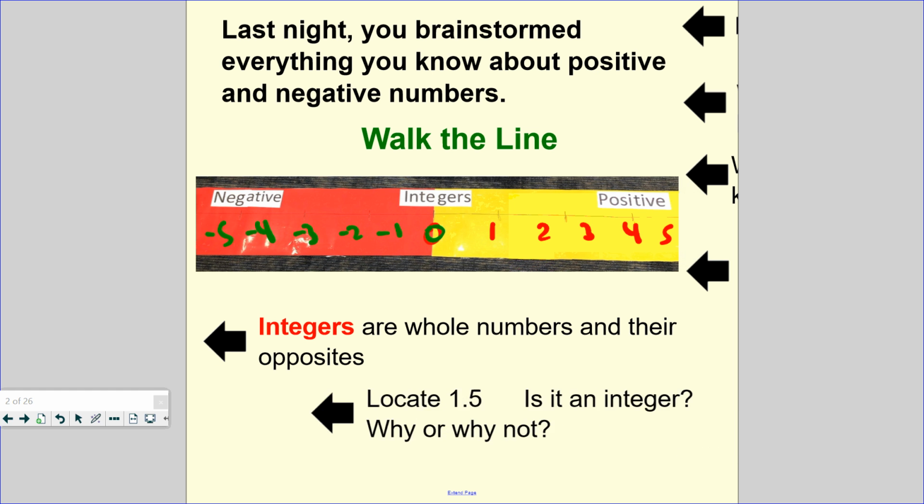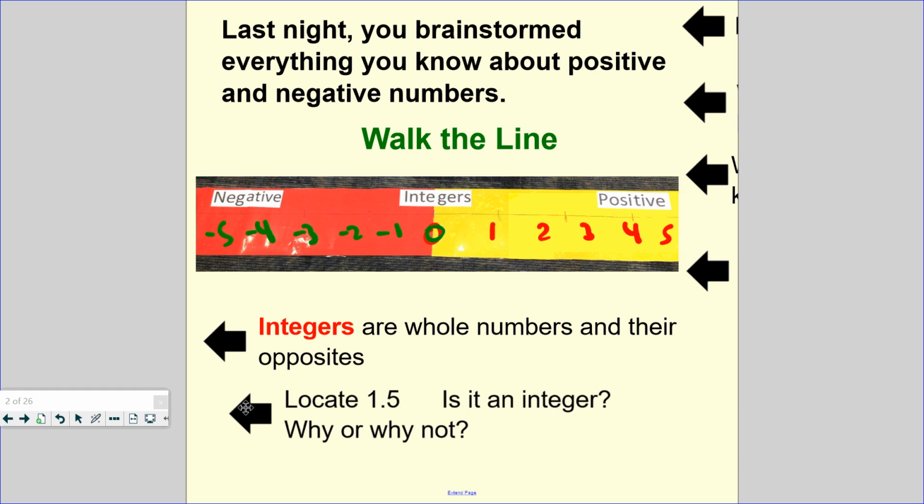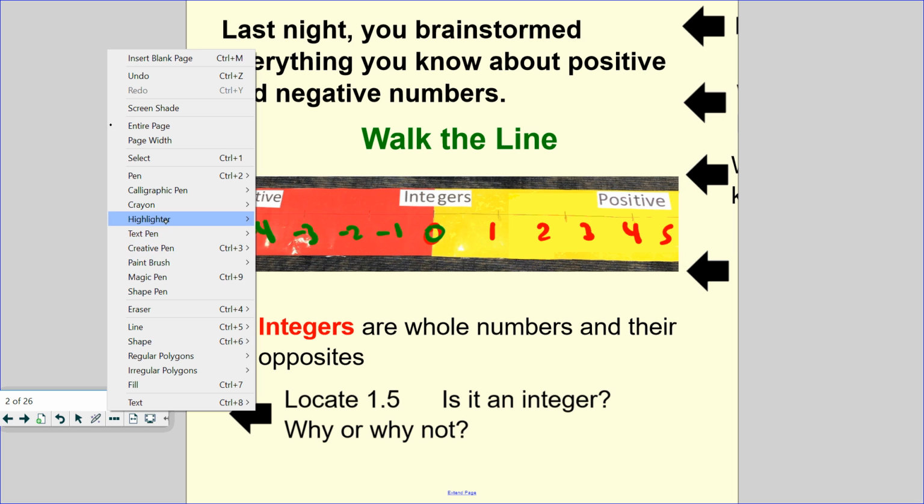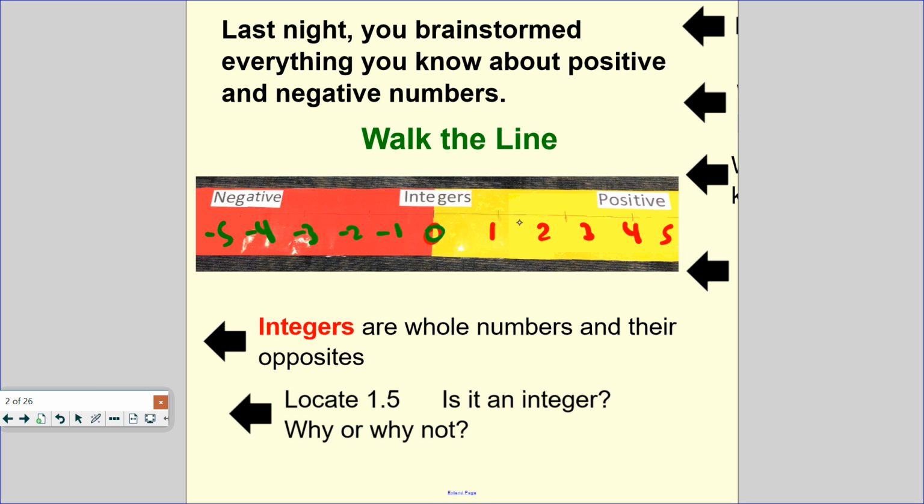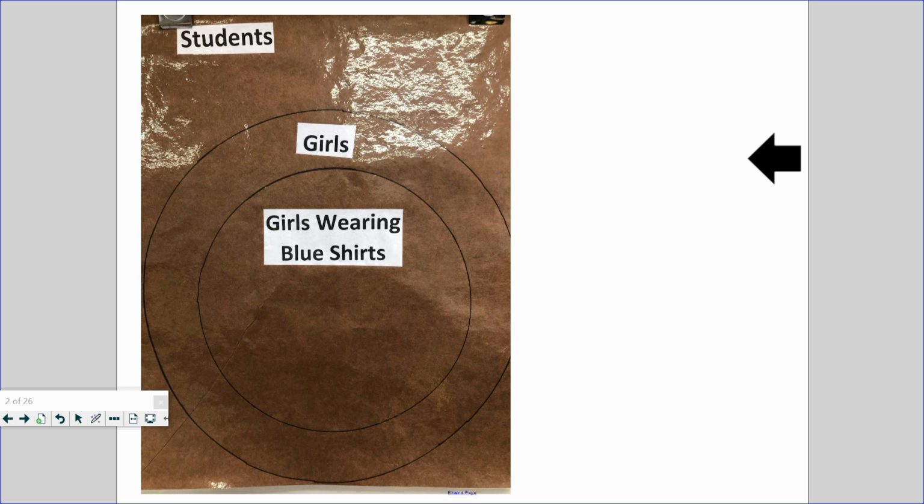And our last one, I would like you to locate 1.5. So I'm going to locate 1.5 right here. Is it an integer? No. It's a decimal. It could be a fraction, 1.5. Why or why not? Because integers are whole numbers such as 1, 2. 1 and 2 are integers, but 1.5 is not.